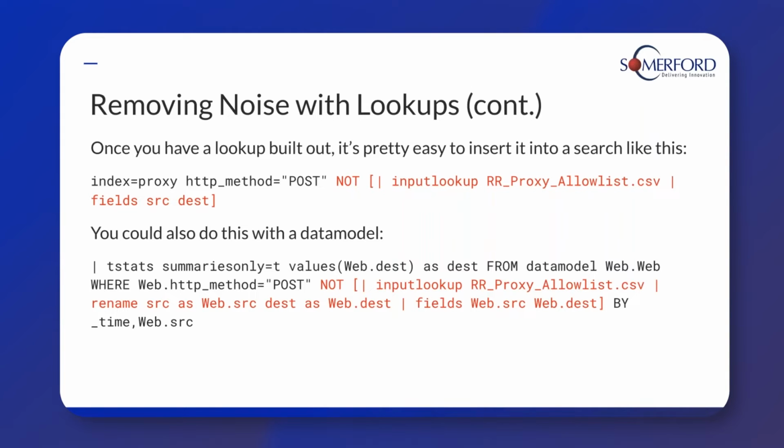Or of course, in the lookup, you could create them as web.source, web.dest, and then rename them if you're using them in raw data. It's just a little catch there really. But absolutely you can do that within a where clause within the data model tstats command, or just in a raw search without too much problem.